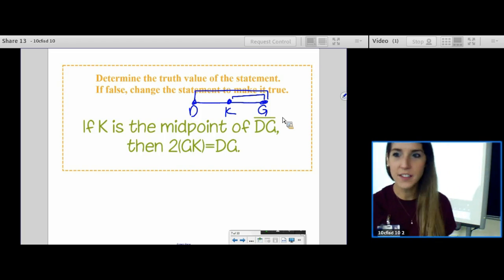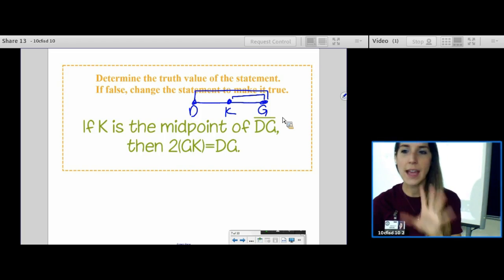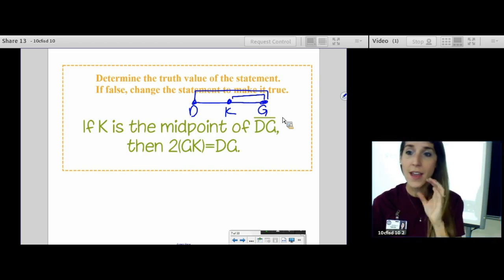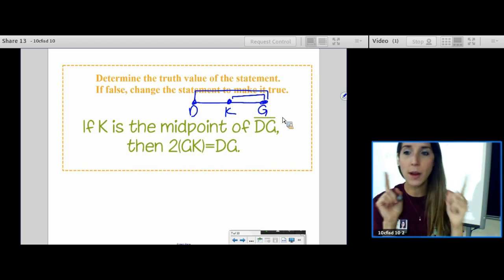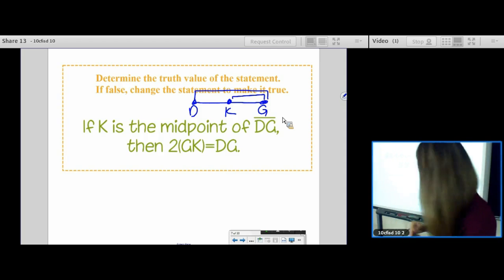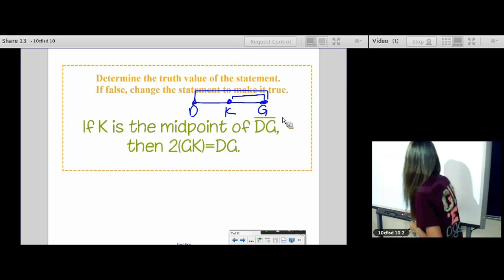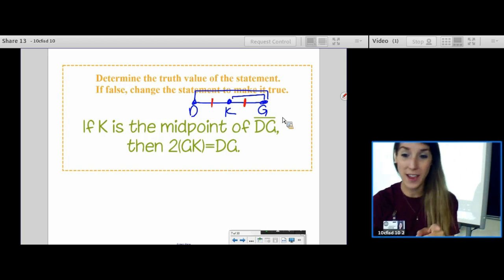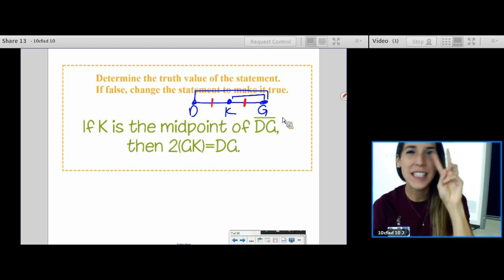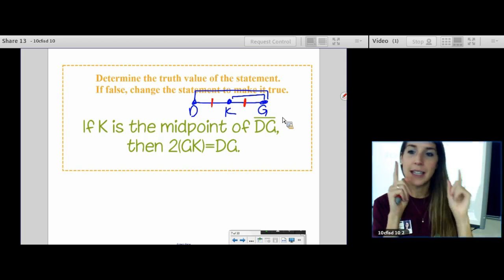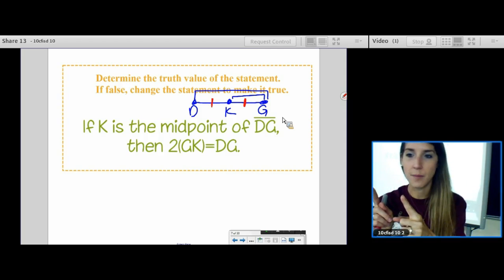That has a lot of stuff in it. First it says if K is the midpoint of DG. Do you guys know how to mark on your picture that K is in fact the midpoint of segment DG? How do you mark it? If K is the midpoint, you add what we call tick marks. That's what we call them in geometry. You add tick marks to segment DK and segment KG.